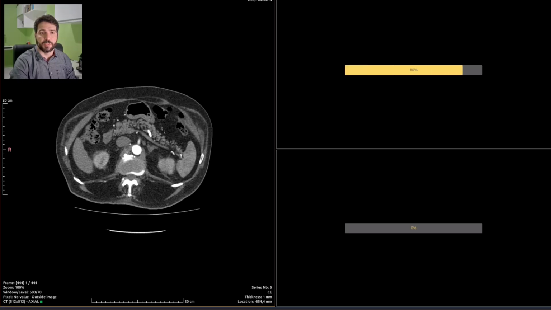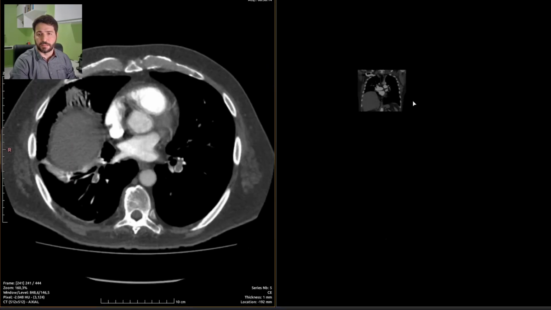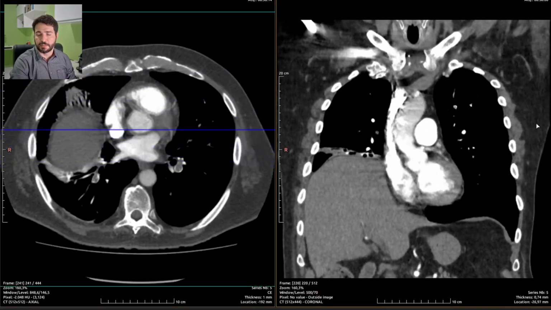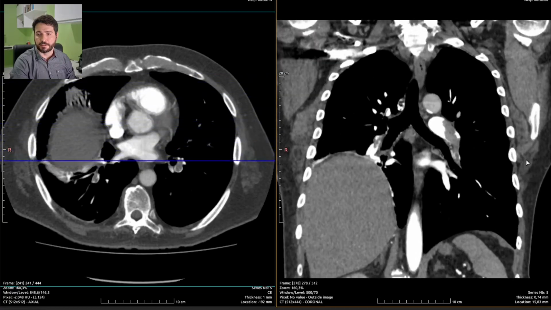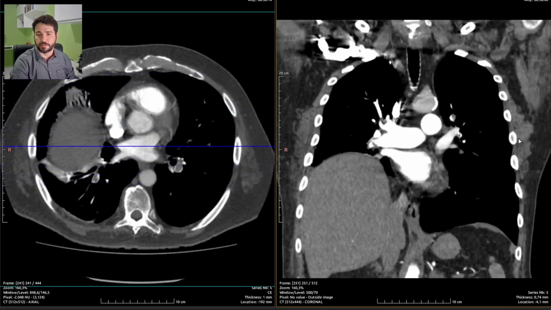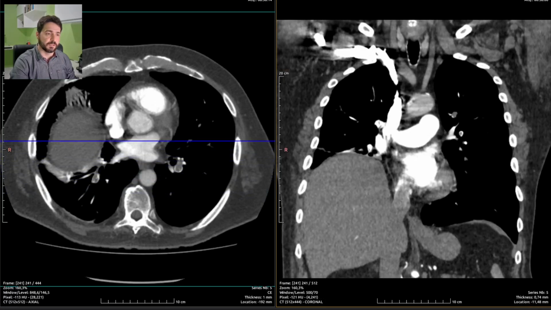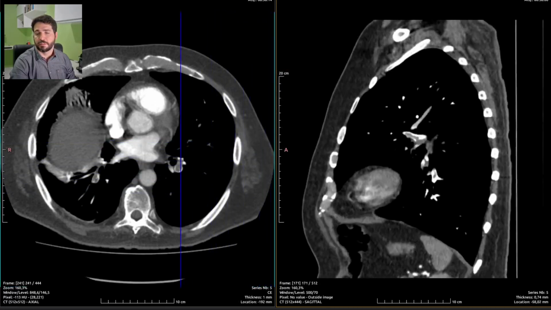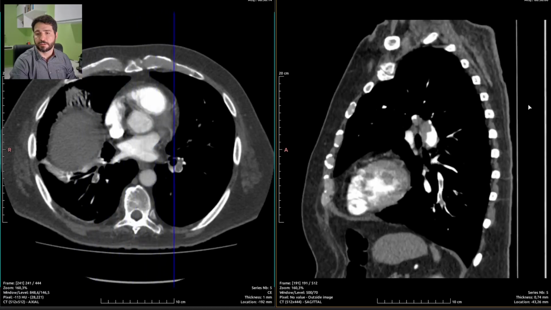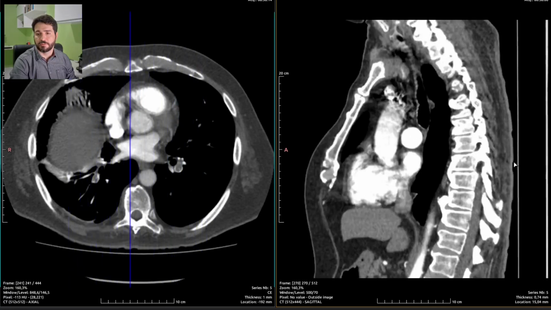I'll just hit an MPR button so nobody complains that I'm holding back on information. See, is there any signs of acute thromboembolism of the pulmonary arterial circulation? Leave in the comments below. I'm going to put a sagittal MPR, a sagittal reconstruction. Is there any sign of acute thrombosis?